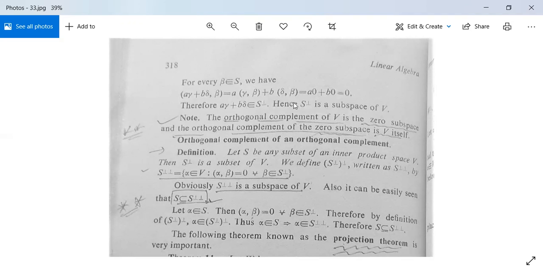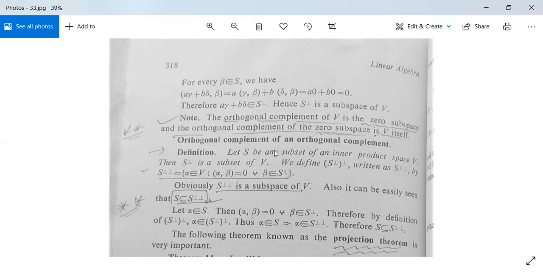ये subspace का हम लोग condition है कि अगर alpha, beta है और a alpha plus b beta भी है तो वो subspace हो जाएगा. उसी condition को fulfil किया गया है यहाँ पर. The orthogonal complement of V is the 0 subspace, and the orthogonal complement of the 0 subspace is V itself.